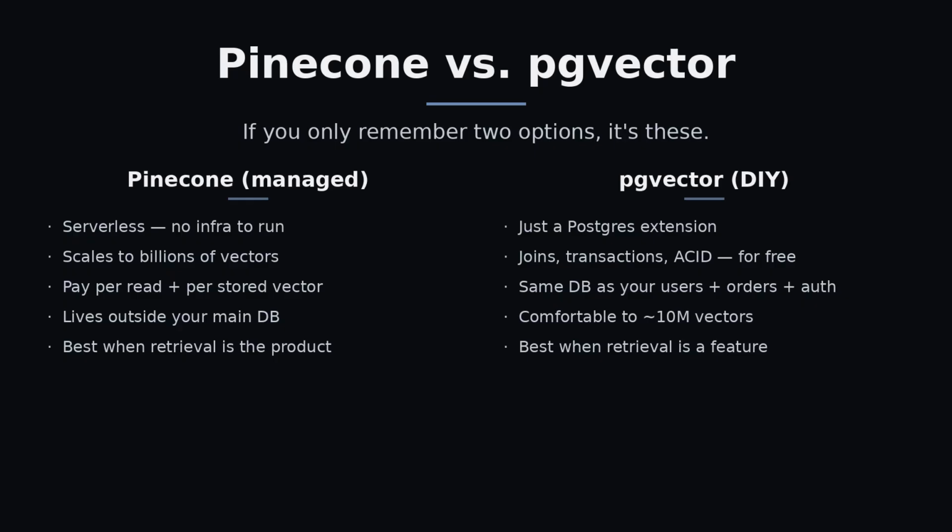The rough rule of thumb is under about 10 million vectors, pgvector is almost always enough and dramatically simpler. Past that, the dedicated systems start to pay for themselves. Most teams overestimate how many vectors they have. Start with pgvector, switch if you actually outgrow it.